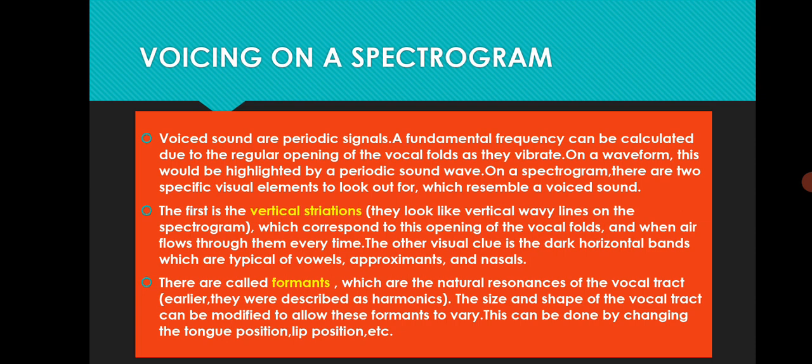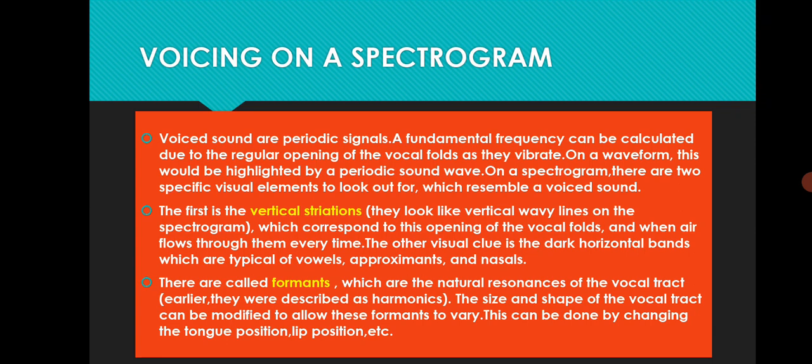Then voicing on a spectrogram. Voiced sounds are periodic signals. A fundamental frequency can be calculated due to the regular opening of the vocal folds as they vibrate on a waveform. This would be highlighted by a periodic sound wave. On the spectrogram, there are two specific elements to look out for which resemble a voiced sound. The first is the vertical striations. They look like vertical wavy lines on the spectrogram, which correspond to the opening of the vocal folds and air flowing through them every time.